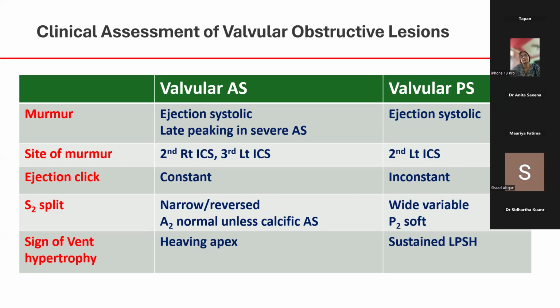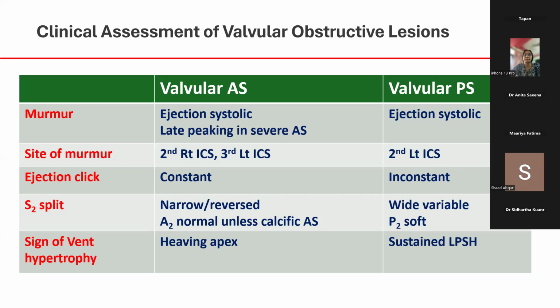Second heart sound split can give you a fair idea of what lesion we are dealing with. Normally, it is A2, P2. That means first is A2 and then is P2. And the split is not heard during expiration. In normal individuals, it is heard better on inspiration. In case of valvular aortic stenosis, this split can be narrow. And in fact, if it is severe aortic stenosis, you may even have a reverse split. That means A2 coming before P2 and heard better on expiration and less on inspiration.